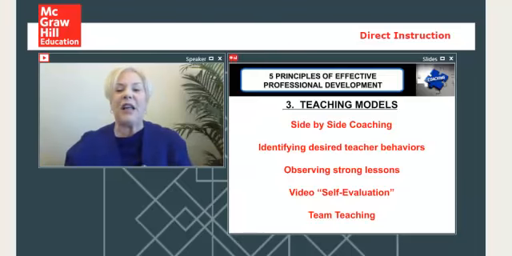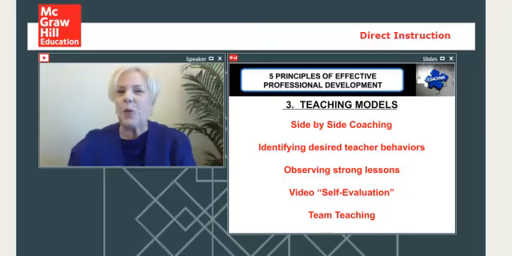Let's move ahead and look at teaching models. You can say, well, how am I really going to help that teacher in the classroom? The best is the first item on your slide, side-by-side coaching. This is unique and special to direct instruction. Most programs do not do this at all. Because we have a script, we do have a way to monitor how the lesson is moving.